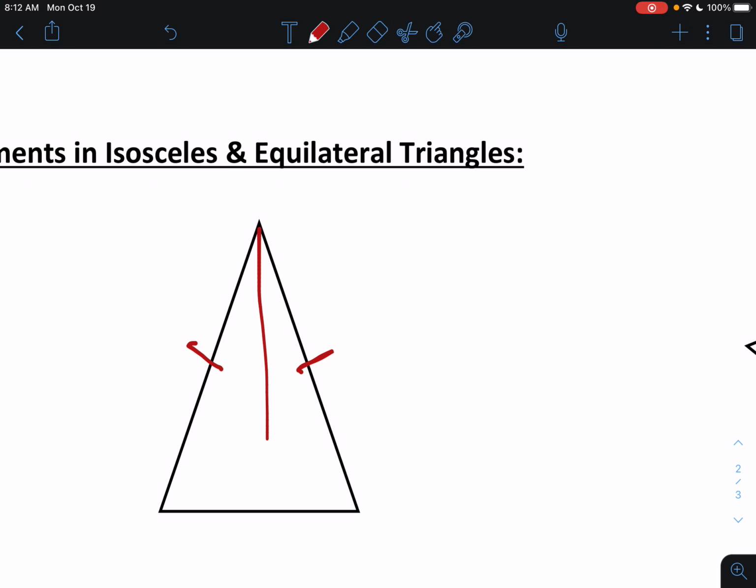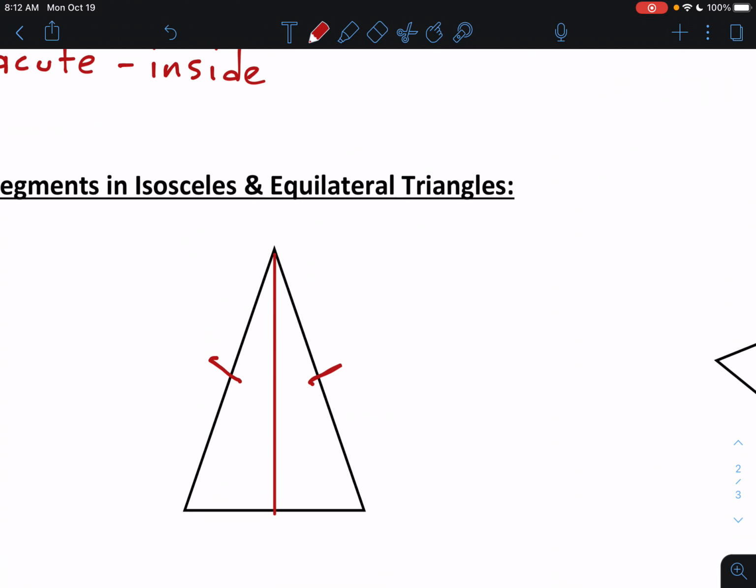I'm going to draw in a segment there. So this segment goes from that vertex angle to the segment at the bottom there. And with an isosceles triangle, it will always meet at a right angle. Only with an isosceles triangle, if it comes from the vertex angle. If it comes from one of these two angles at the bottom, it's not going to be a right angle.